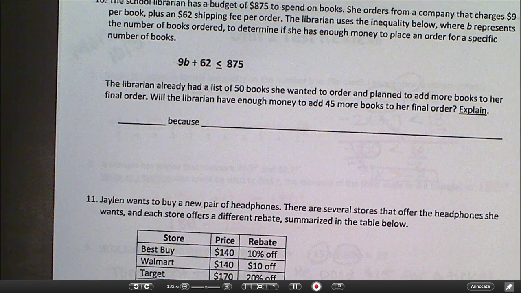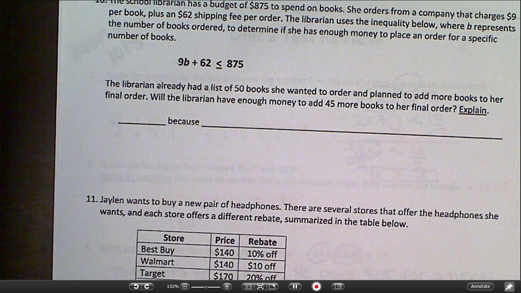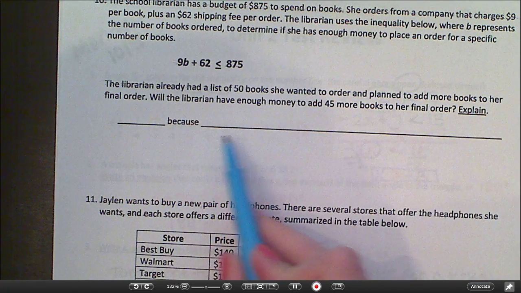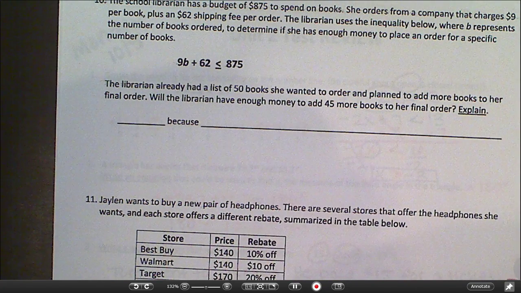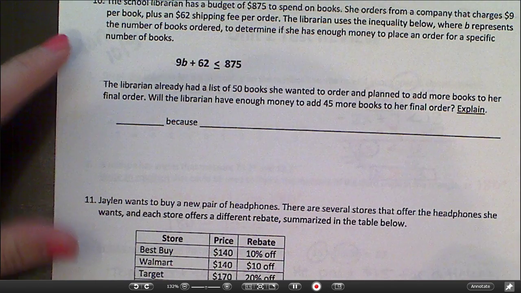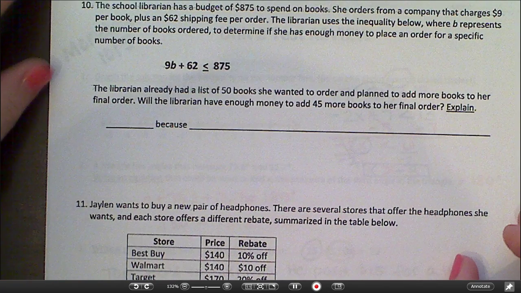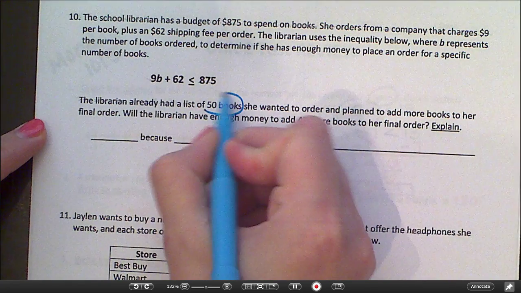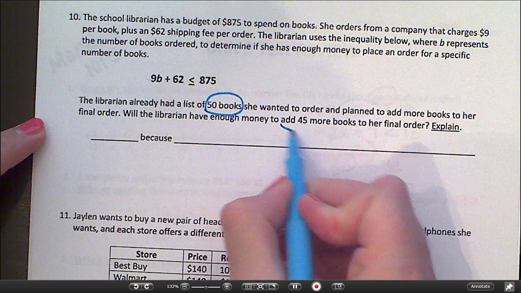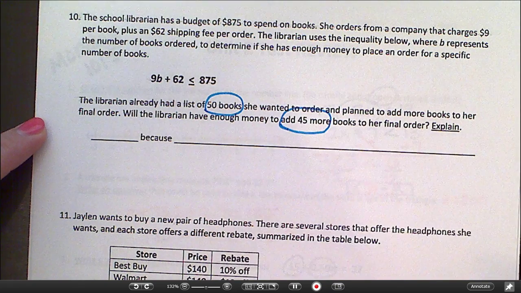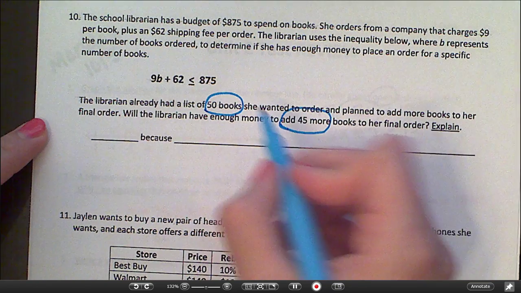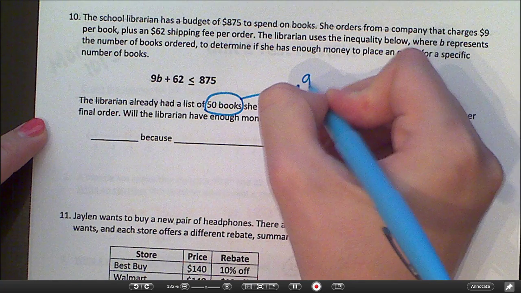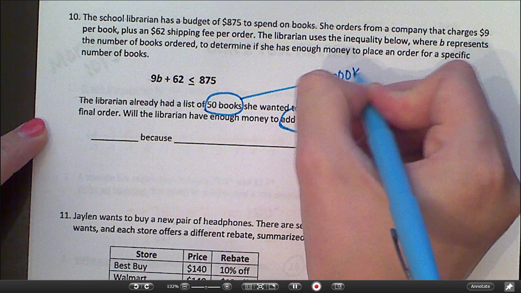Okay, so we need to know, first of all, yes or no, and then we need to explain, which means that we are going to end up solving this equation, or this inequality. So how many books are we buying? Well, he wants to buy 50 books, plus he wants to add 45 more books. So 50 books and 45 books is 95 books.